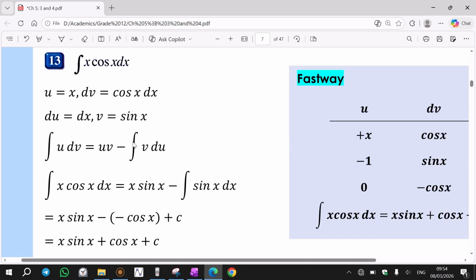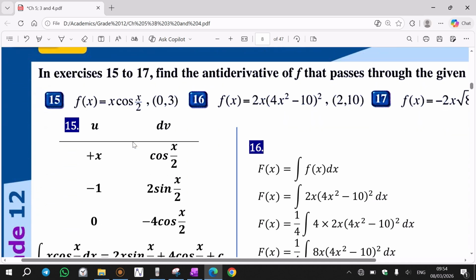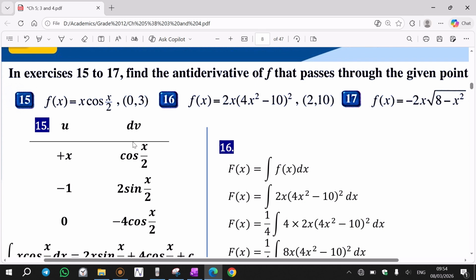x cosine x, we already solved this. It's not new. Question 15 in this list is a good question. In each of 16 and 17, the derivative of the inside is kind of available outside, and these are easy. Question 15.